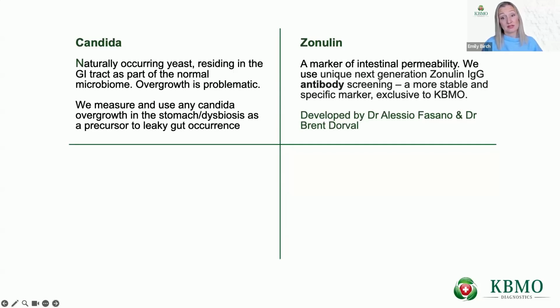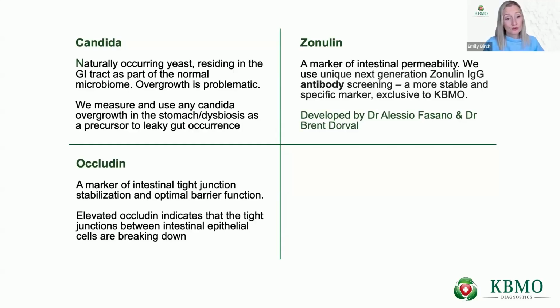It was actually developed by Dr. Alessio Fasano. He discovered zonulin, and he was the one that partnered with KBMO. And all of his work was done on blood markers, all of it. And actually, zonulin was never intended to be tested in stool because it's much more, as I say, stable and specific when we test it in blood spot. Dr. Brent Dorval, if any of you are wondering, he was the guy that developed the first rapid HIV diagnostic, and he consulted Fasano's team. Another very clever guy.